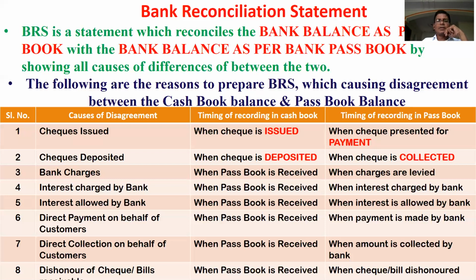Bank charges. Whenever the bank provides a service to the customer, they are going to levy a charge and debit it in the passbook. But that is not known to me. So 100 rupees is debited in the passbook, and automatically the passbook balance decreases. But we did not enter it, because only when we go to the bank for passbook printing do we know there is 100 rupees of bank charges. So because of this timing gap, our passbook shows less balance.